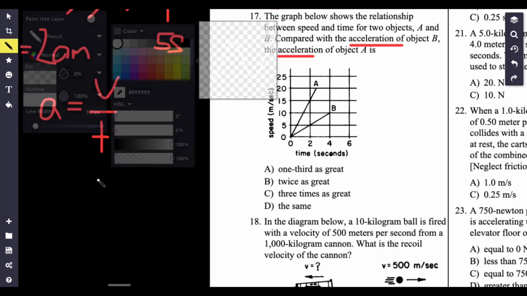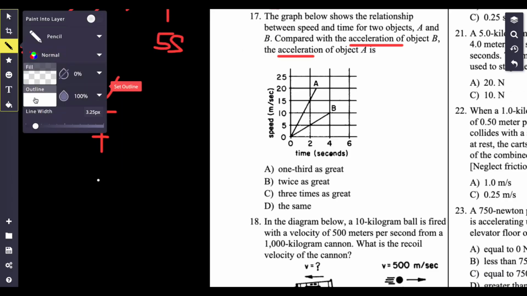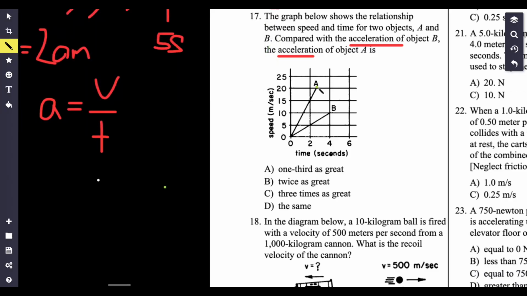But if we're comparing the accelerations, that's literally just going to be the slope of this line. Because think about it: slope is change in y over change in x. What's our y value? That's speed. What's our x value? Time. Speed over time, that's acceleration. If this was distance, well, distance over time would be a velocity slope. This slope would represent our velocity. All right, so that is how you can interpret these graphs.